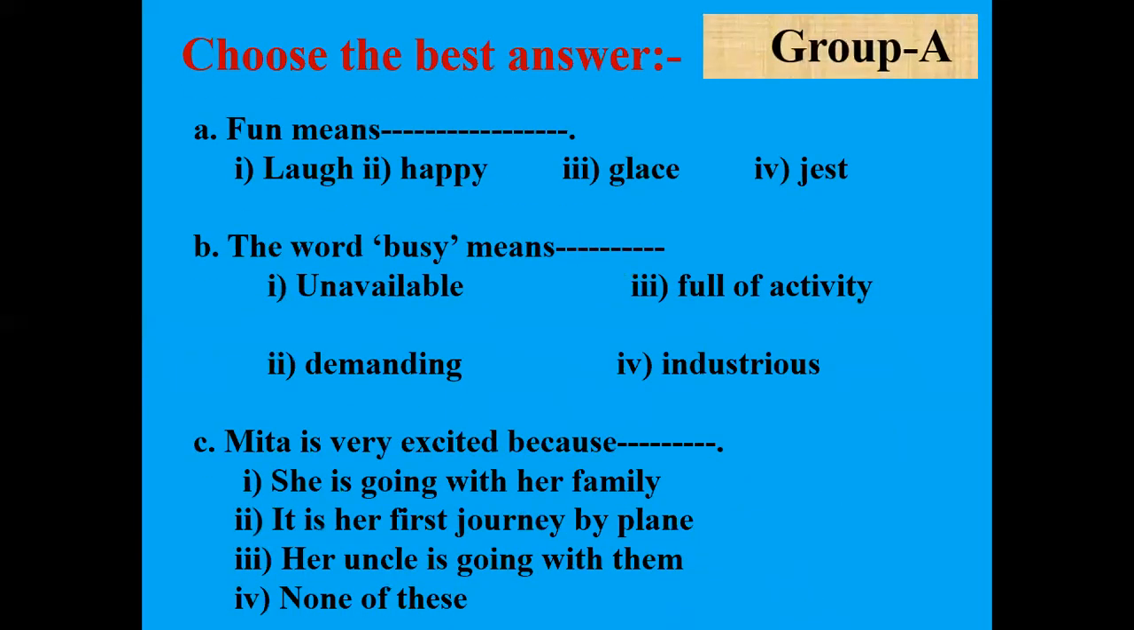Learners, group A, you have to choose the best answer. Question number A, fun means: 1, laugh; 2, happy; 3, glance; 4, zest. Question B, the word busy means: 1, unavailable; 2, demanding; 3, full of activity; 4, industrious. Question C, Mita is very excited because: 1, she is going with her family; 2, it is her first journey by plane; 3, her uncle is going with them; 4, none of these.